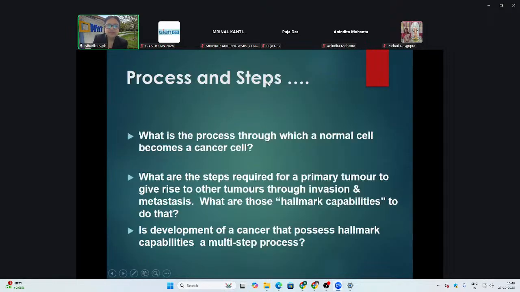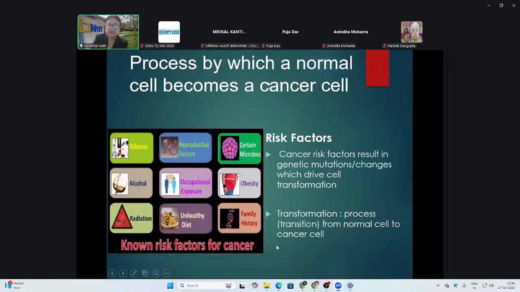So what is the process? How does a normal cell become a cancer cell? What gives rise to this primary tumor to go to other places and become tumors in other places? What are those hallmark capabilities? This is a very special word I would like you to pay attention to: hallmark capabilities. That means those have to be fixed properties. If a cell has those hallmark properties of cancer, then how does it work? Is it a multi-step process? So let's look at this.